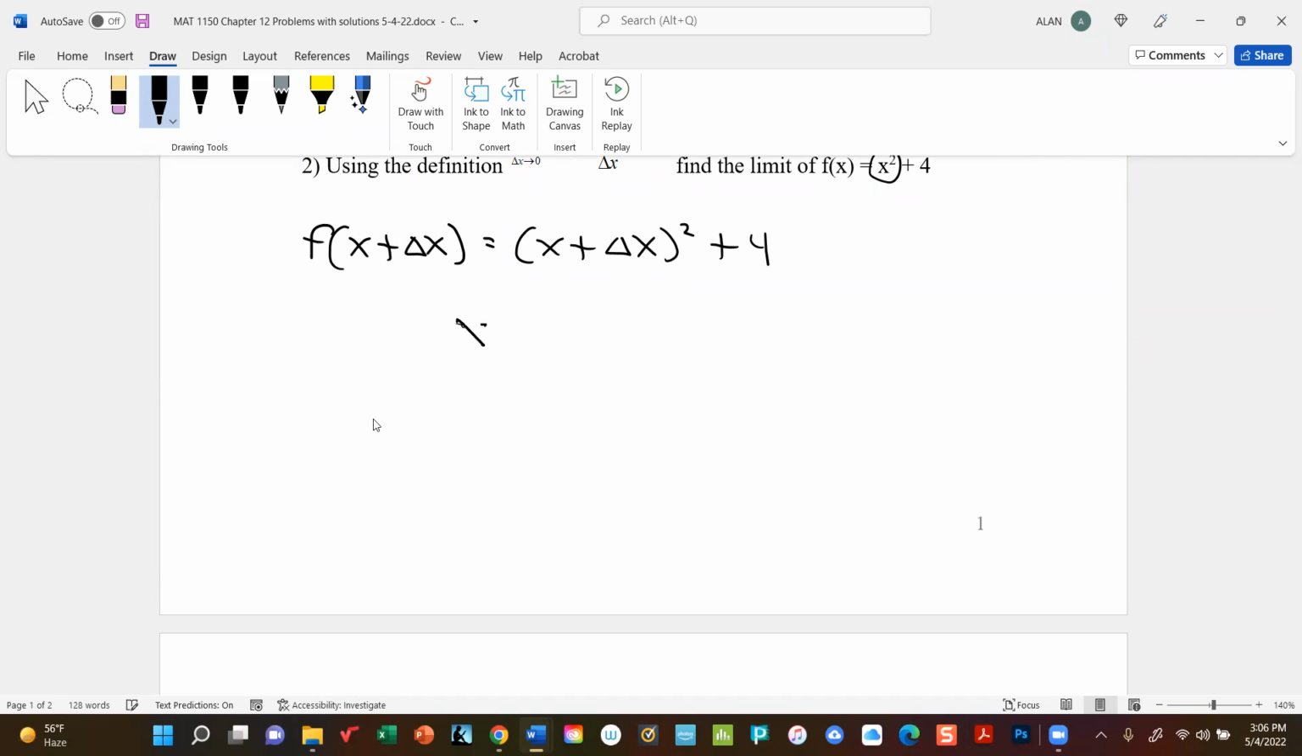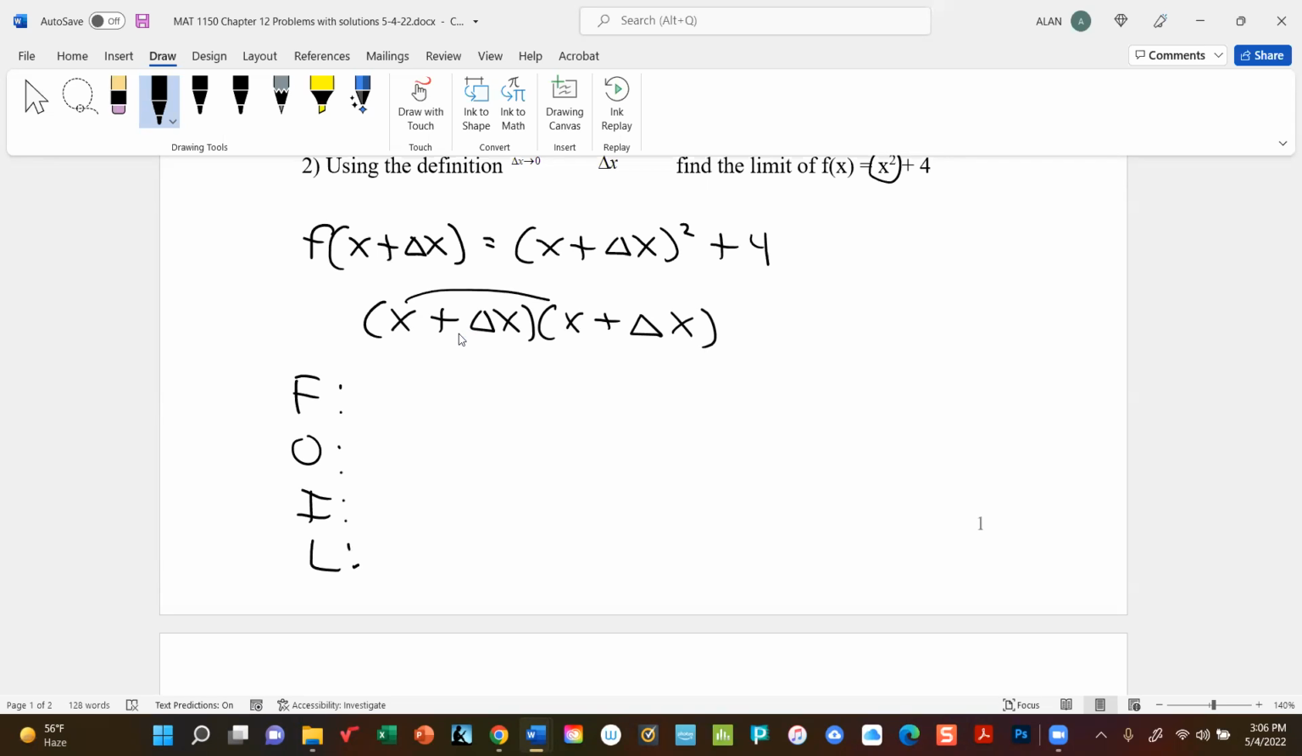So a couple of ways you can go about this. You could use FOIL in this case. In fact, maybe we'll do that. All right, instead of what I was about to do, let's try FOIL. But before we do that, let's remind ourselves that this is equal to x plus delta x times x plus delta x. So that'll work better with the FOIL definition. So if you remember how that works, you've got FOIL.